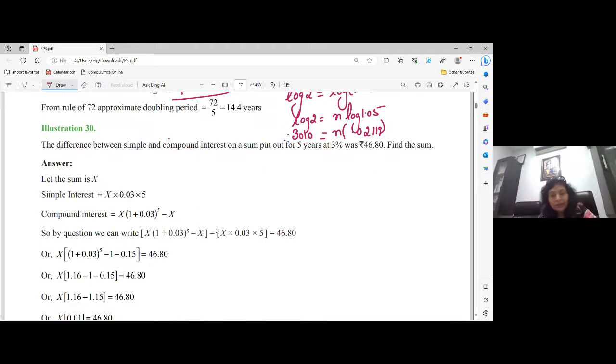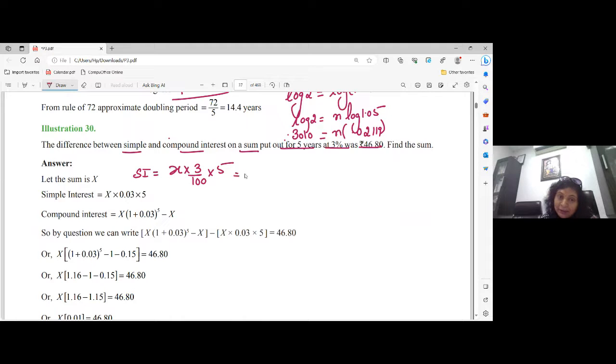Now next question is the difference between simple and compound interest on a sum put out for 5 years at 3% was this. Find out the sum. So this is a very good question. Now suppose the principal is X. Rate of interest is 3% and time period is 5 years. So this is the formula for simple interest.